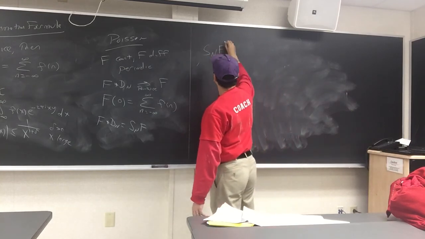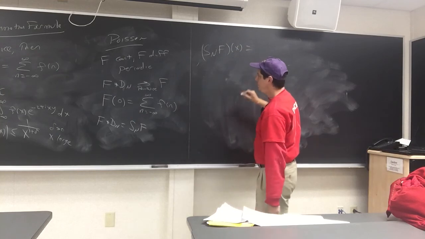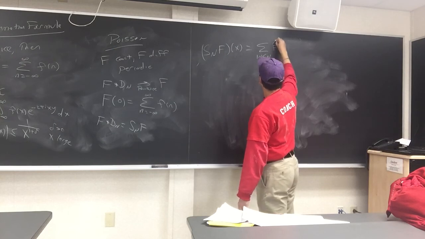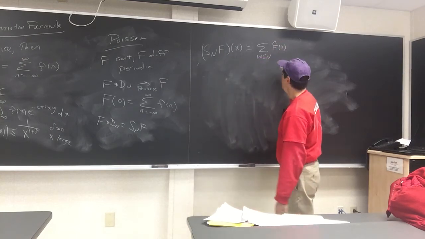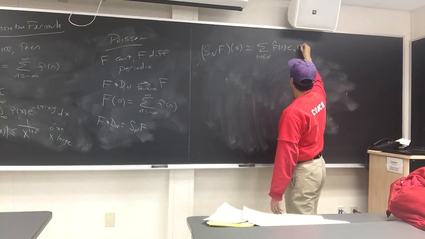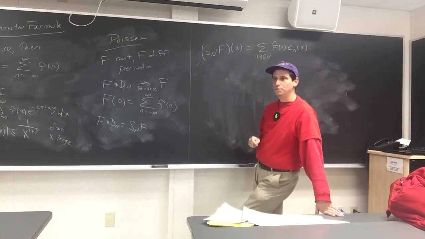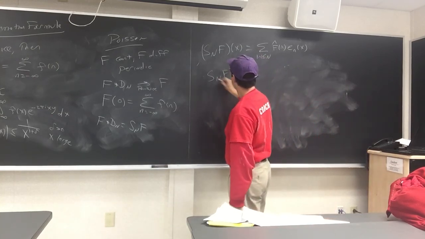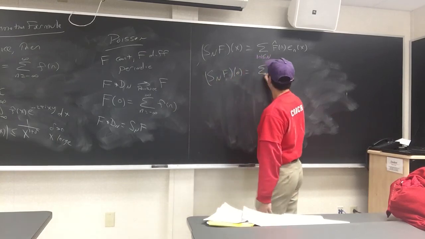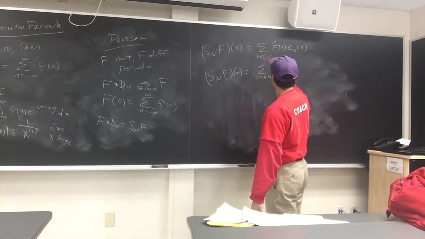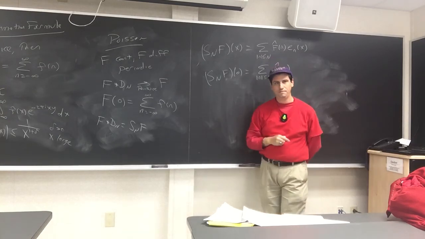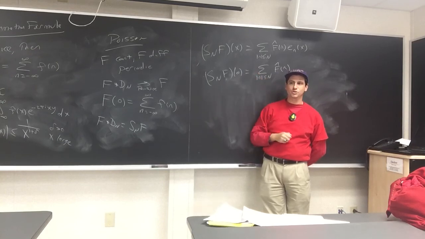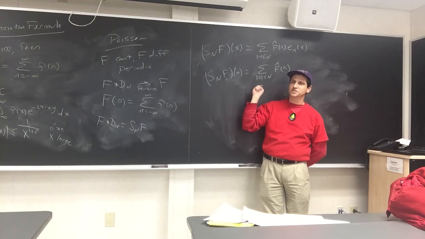So Sn f of x is going to be the sum, absolute value of n less than or equal to N, of big F hat of n e to the 2 pi i n x. What point do you think we're going to want to evaluate this at? We're going to want to evaluate it at 0. So then we get Sn f of 0 is just the sum n less than or equal to N of F hat of n. And then we just take the limit as N goes to infinity because it's converging pointwise. We'll have a whole sum. So now we just have to connect this to what we have before.